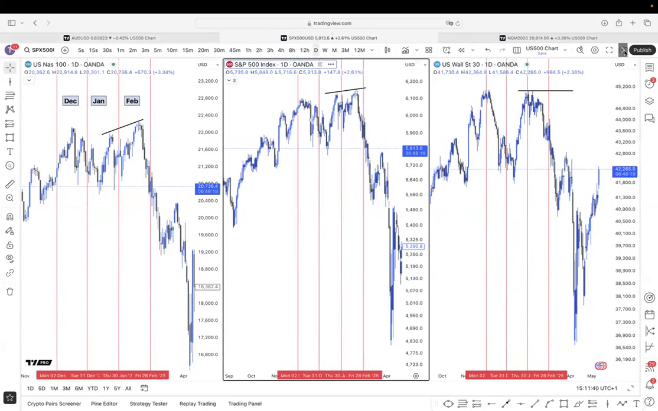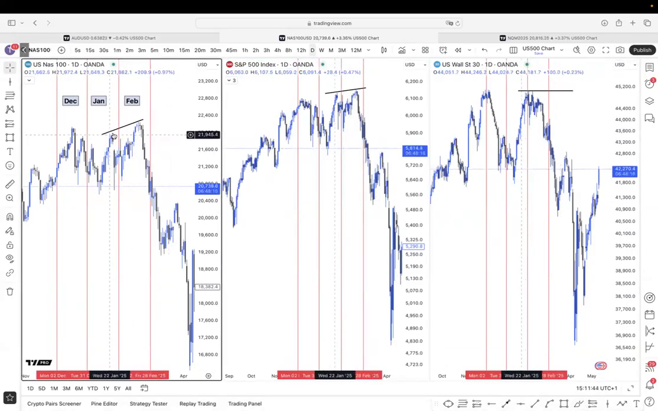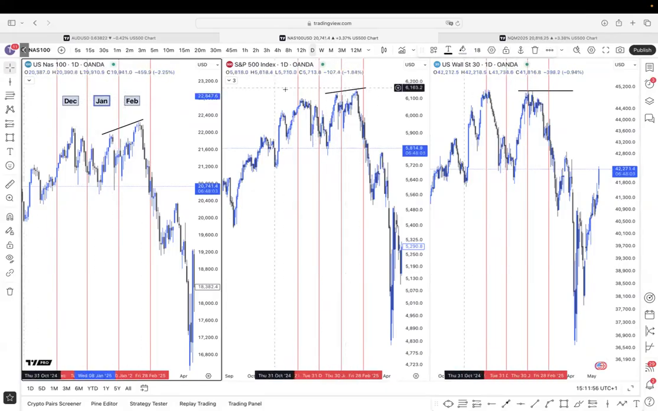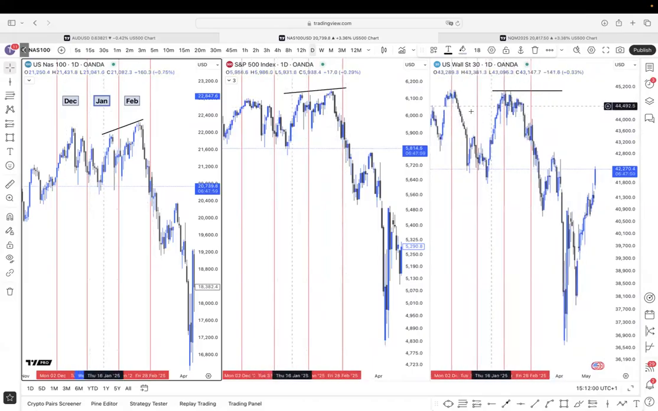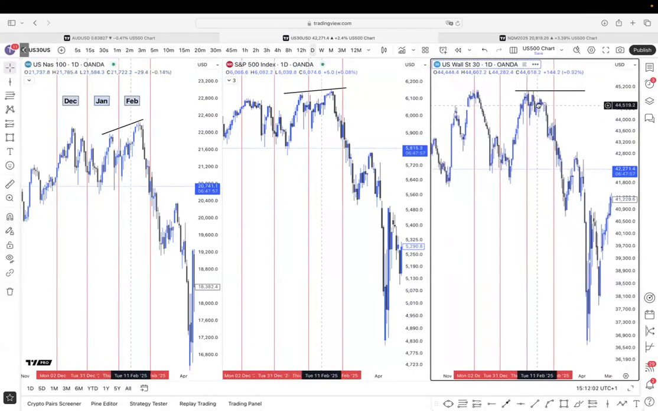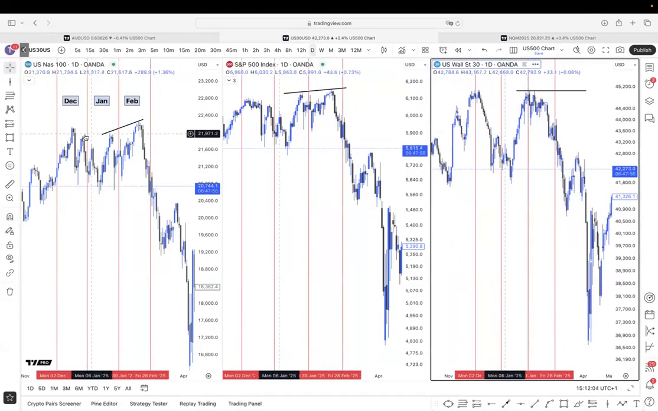So we want these areas to create divergence between the highs that are created in the cycle. So this would be your monthly cycles: December, January, February, December, January, February. Again, December, January, February. We had divergence between consecutive months.